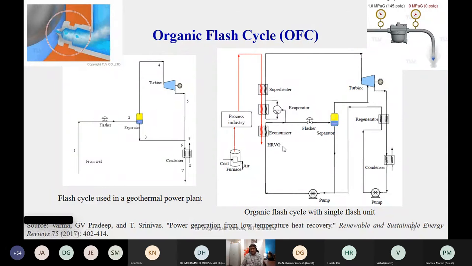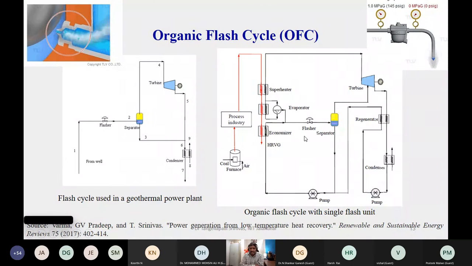But there is another side of the coin also, which I have to explain here itself. The economizer load is increased compared to the ORC. See, in the ORC, if I am taking 1 kg, 1 unit of mass flow rate, and if X is taken in the flash cycle, here in the flash cycle, the working fluid is 1 plus X. The economizer load is increased.